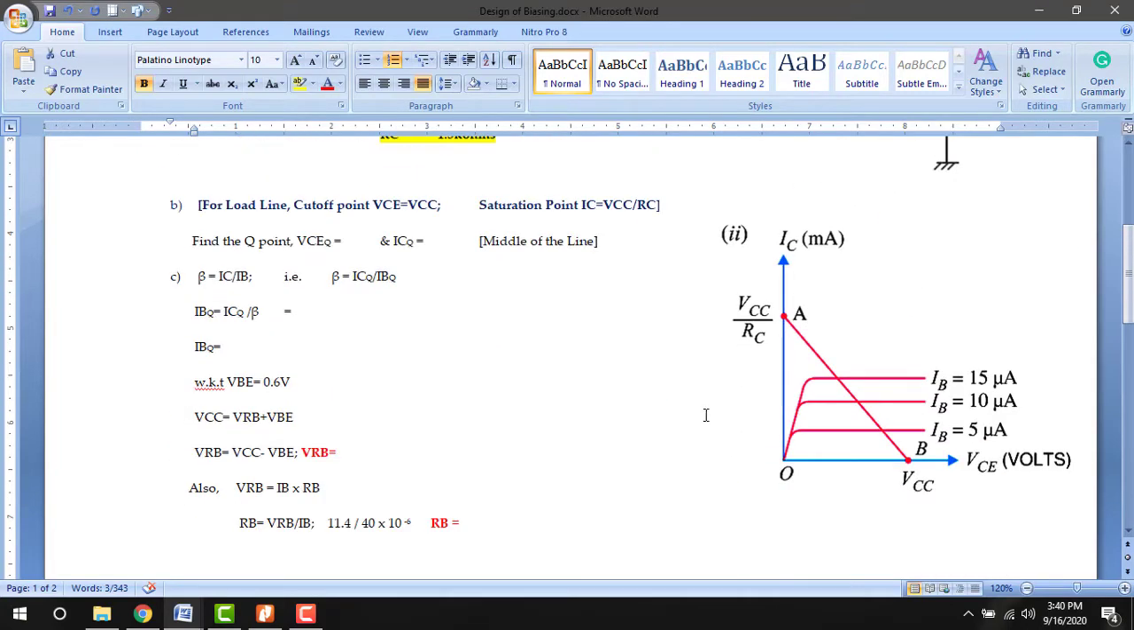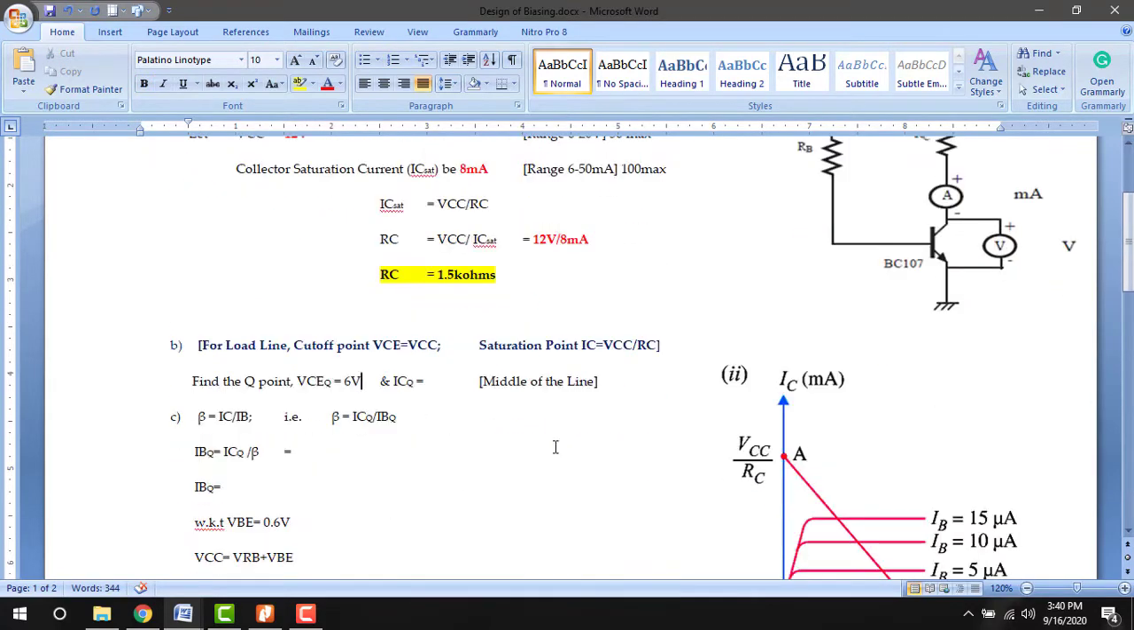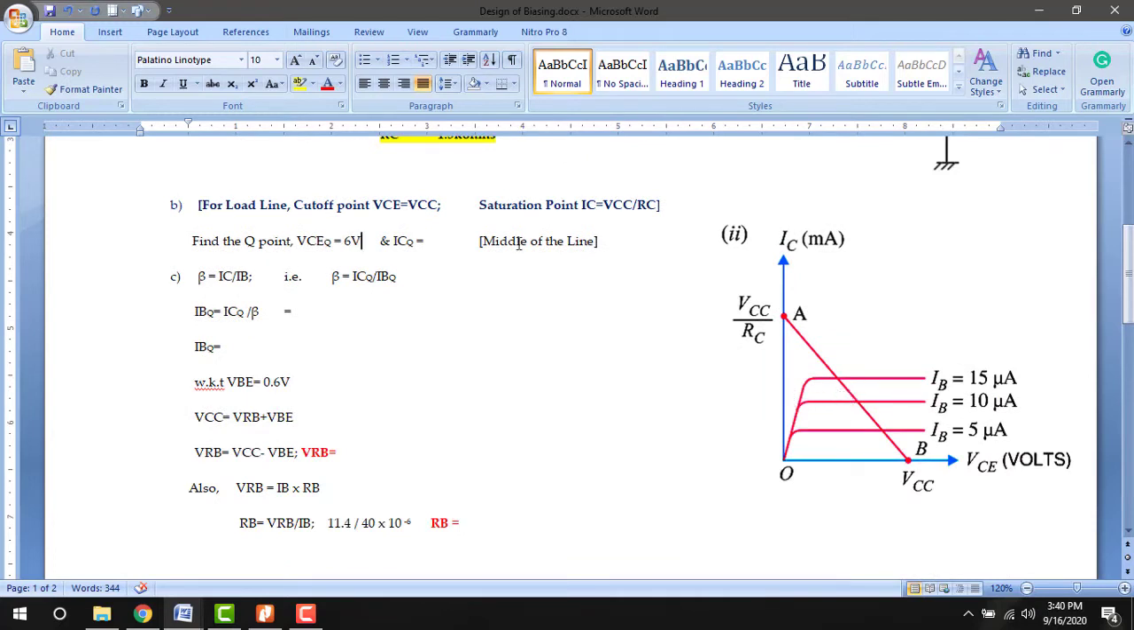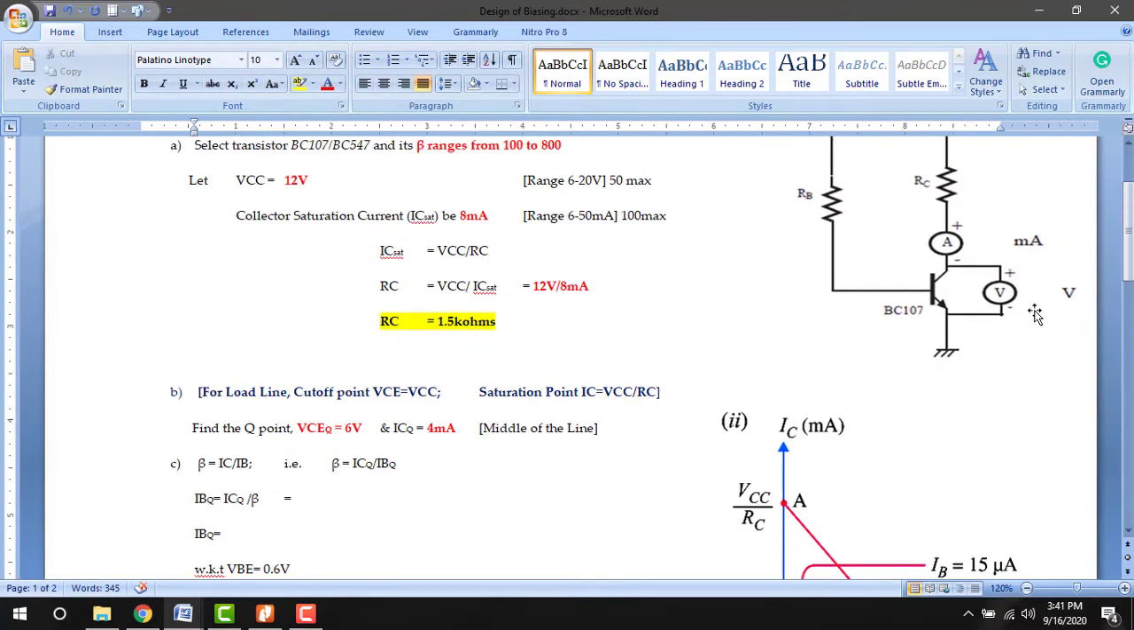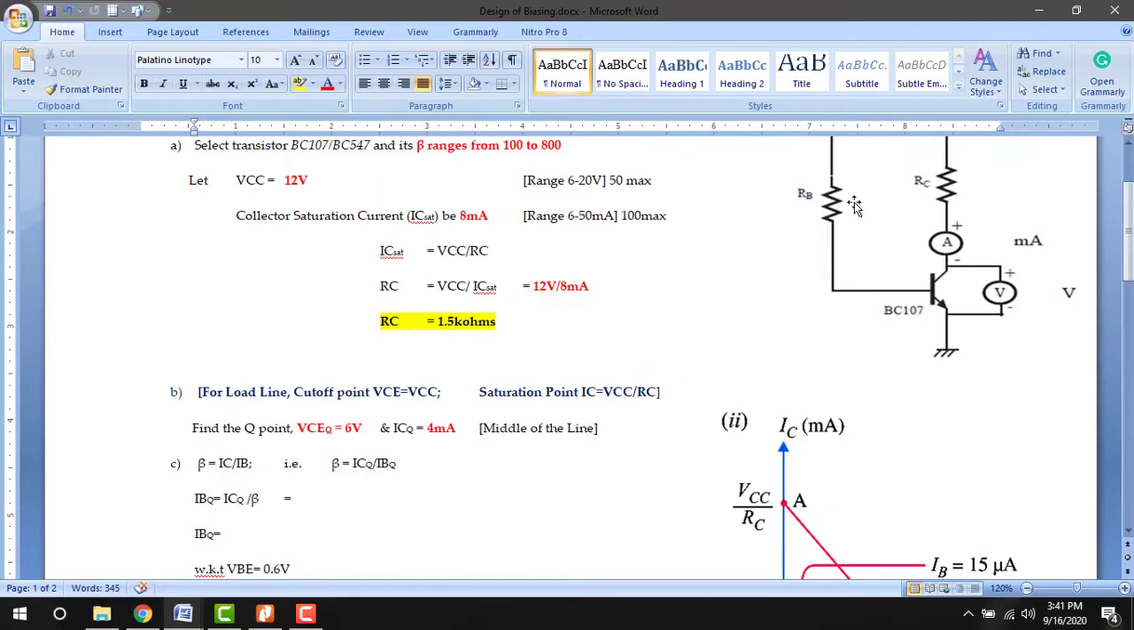What is our required operating point? Here the VCC is 12 volt and the IC saturation is 8 milliamps. At the middle of the load line, the voltage will be 12 divided by 2, which is 6 volt. And the IC saturation is 8 milliamps, so the operating point IC will be 8 divided by 2, 4 milliamps. This is our expected answer. The voltmeter has to read 6 volt and the ammeter should read 4 milliamps by our design. For this design, we are going to design the RB value.